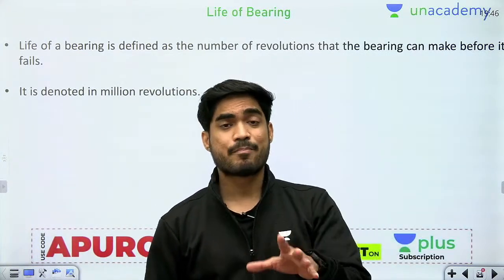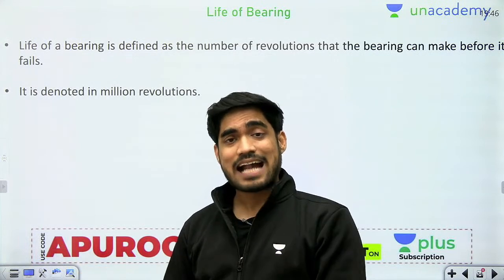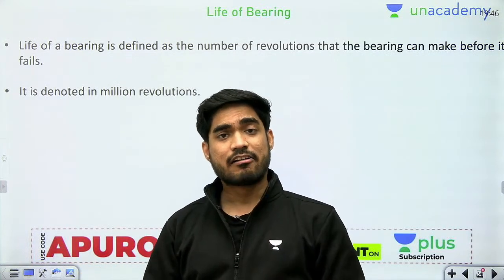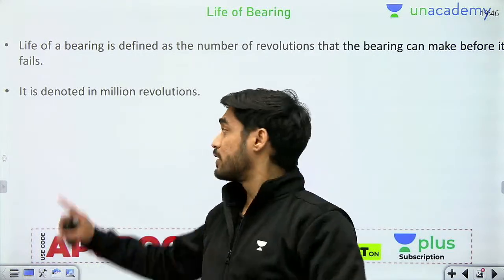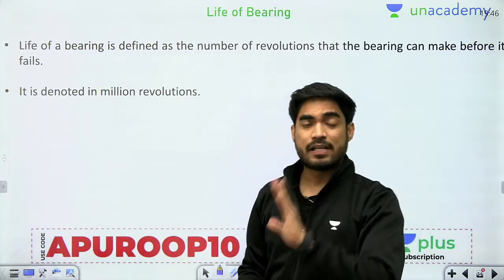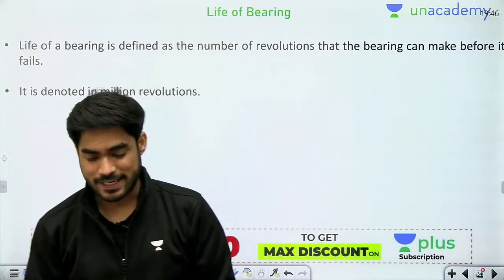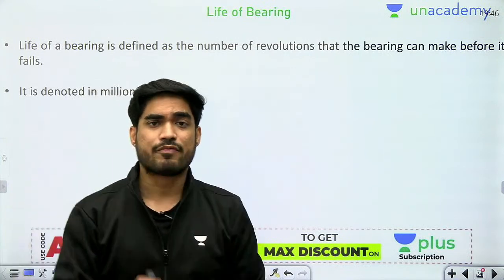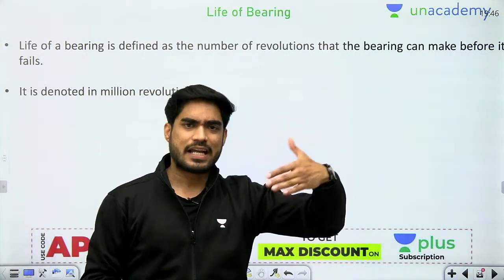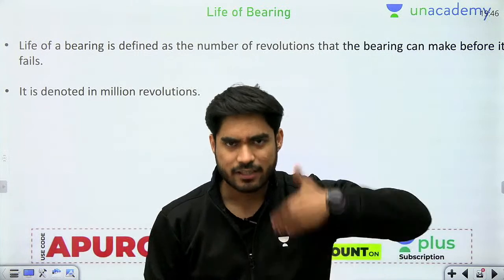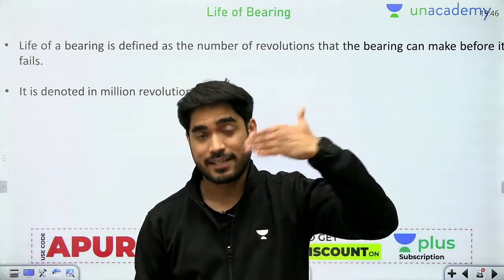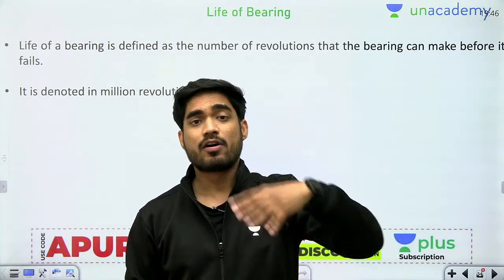The life of a bearing is the number of revolutions that the bearing can run without failure, and it is denoted in million revolutions. 1 million revolutions means 10 to the power 6 revolutions. So, what is the life of a bearing? Life of a bearing means how many revolutions it is going to make before failure.